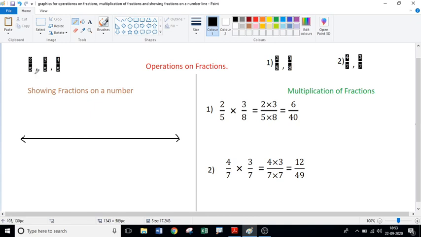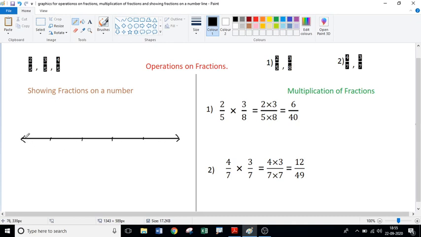As the denominator of all 3 fractions is 5, we have to first make 5 equal parts of the given number line. So first of all, we will make 5 equal parts of the given number line. Now we have got the 5 equal parts of the given number line.